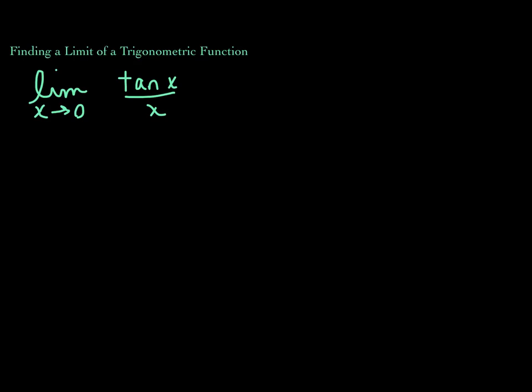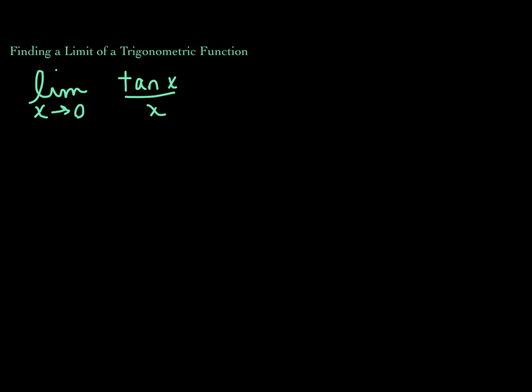Okay, folks, last example. It's finding a limit of a trigonometric function. Find the limit of tangent of x over x as x approaches 0. Now, we don't have a rule explicitly here for tangent of x over x, but I think with some manipulation and some identities from our trig studies, we can actually figure this out.